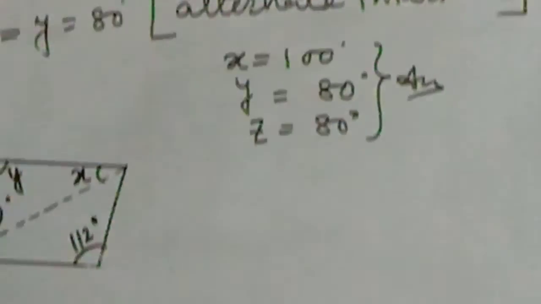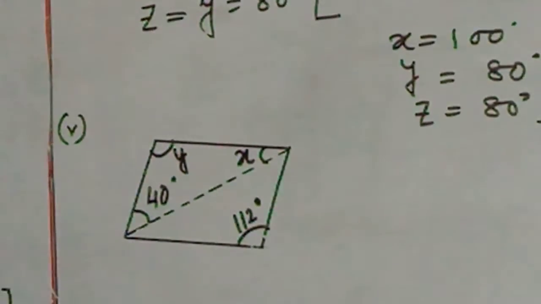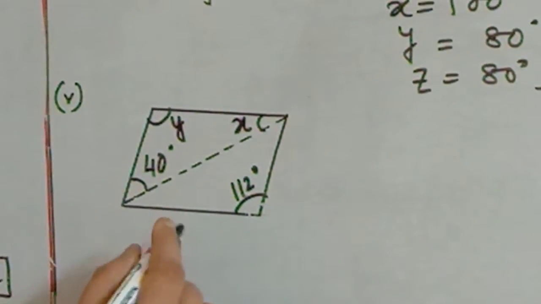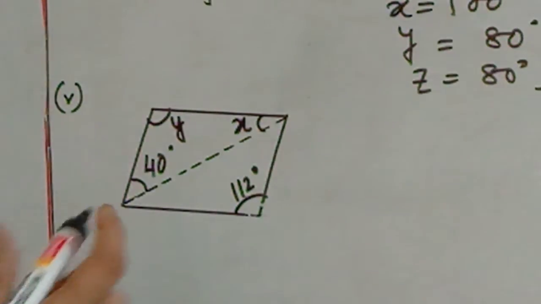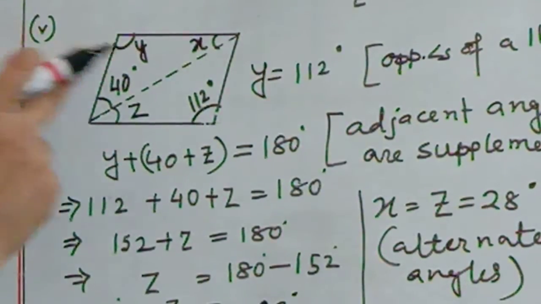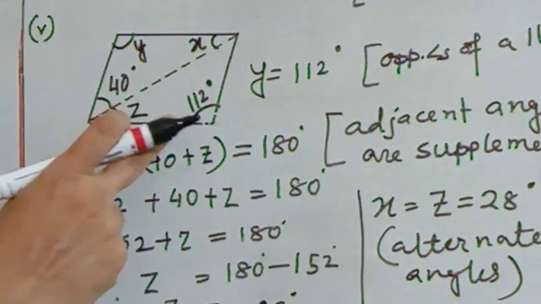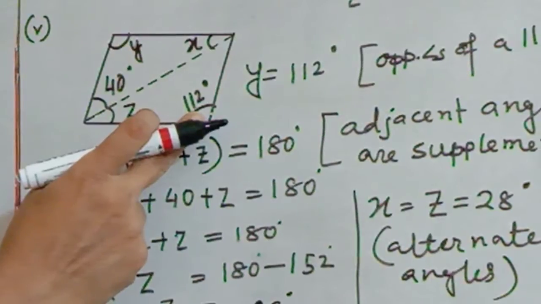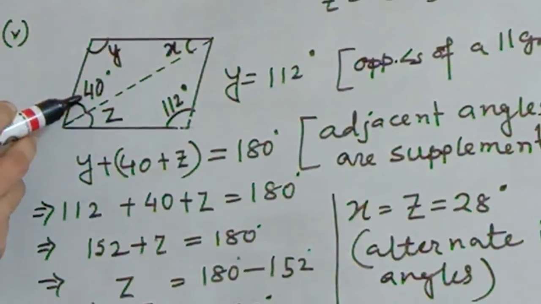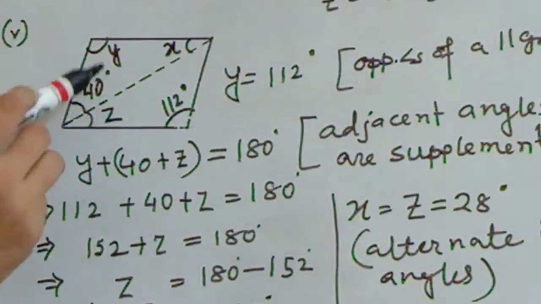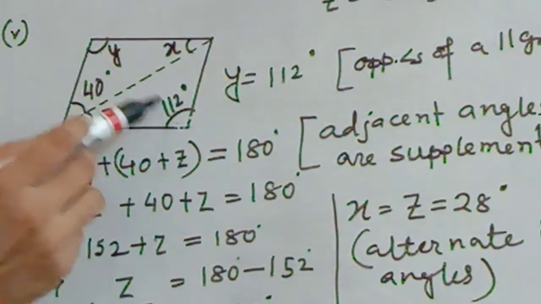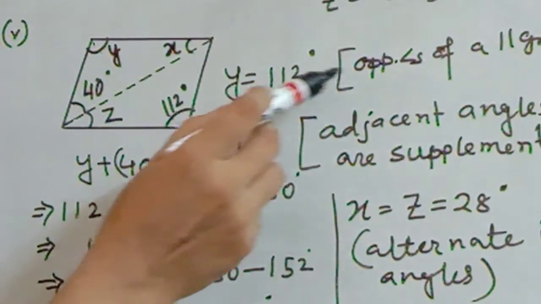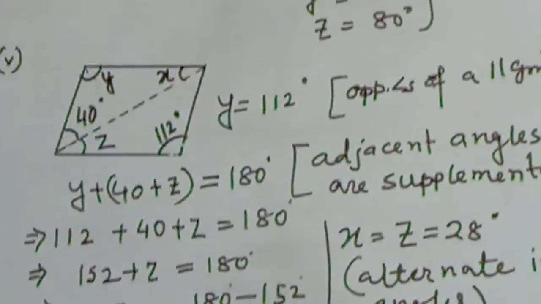Come to the next sum, question number 5. You can do this sum on your own. Now in question number 5, look at the figure. Here it is x, y and z. One angle is given 112 degrees and one angle is given 40 degrees. Now angle y, you can see that opposite angles of the parallelogram are equal, so y is equal to 112 degrees, opposite angles of the parallelogram.